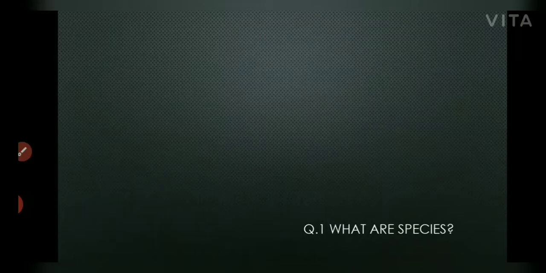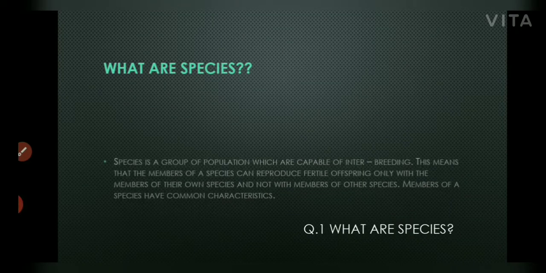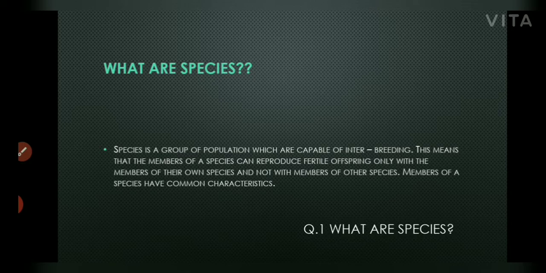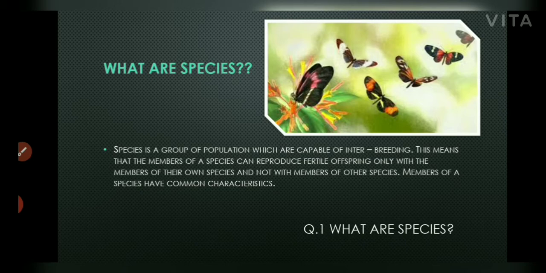What is a species? Comment down. So here is the answer. A species is a group of population which are capable of interbreeding. This means that the members of a species can reproduce fertile offspring only with the members of their own species and not with members of other species. Members of a species have common characteristics.